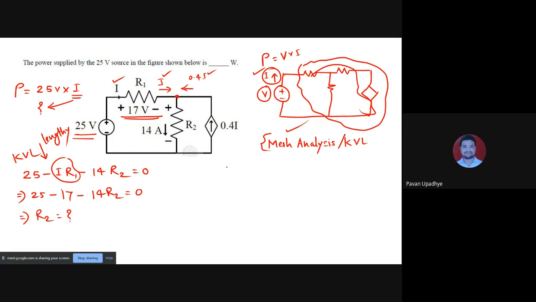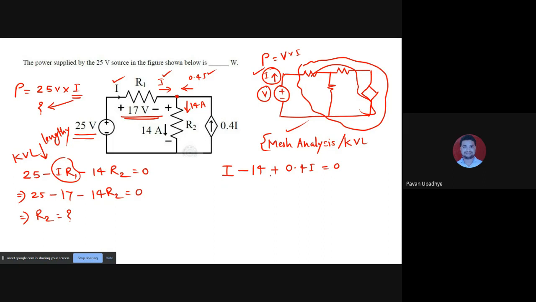So incoming current, I is incoming, right? So it is written positive. 14 ampere is outgoing. Look at 14 ampere is moving downward, right? So it is outgoing current. So minus 14. And again, incoming current of 0.4 into I, sorry, it is I, not I1, and is equal to 0.